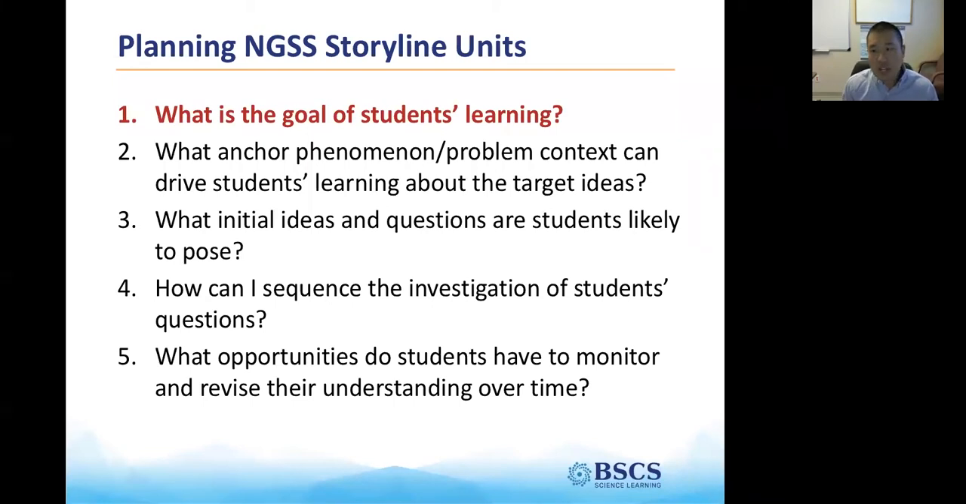And as we construct our NGSS storylines, it's really important to build in explicit opportunities for students to monitor and revise their ideas over time. Because again, it's all about the kids.